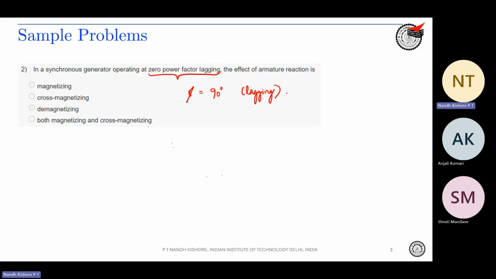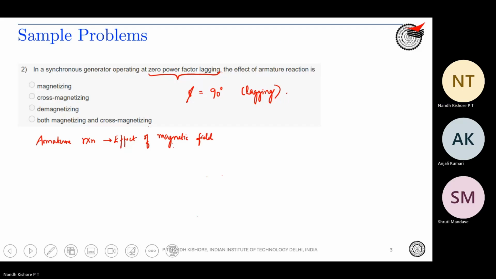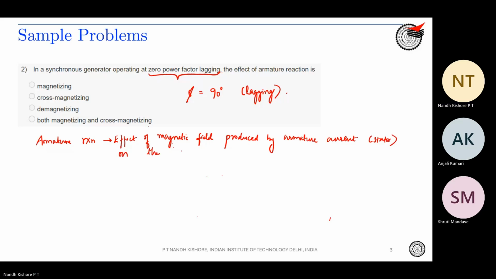Let me write it over here. That is the effect of magnetic field produced by the stator current or armature current on the field flux, right? This is your armature reaction.